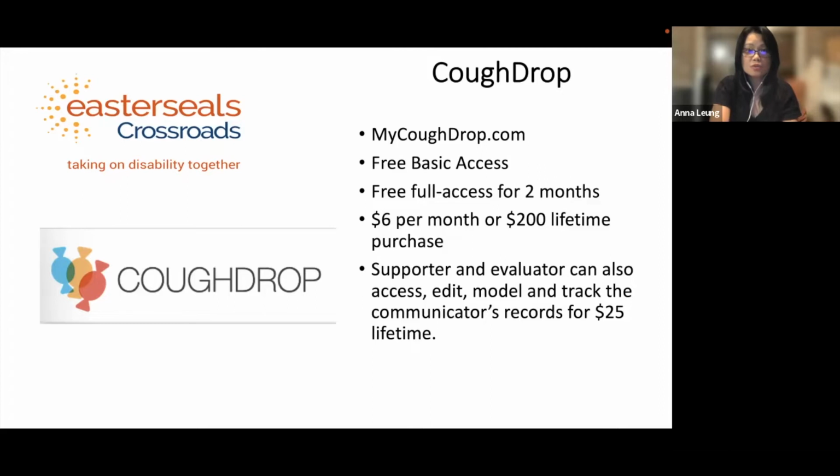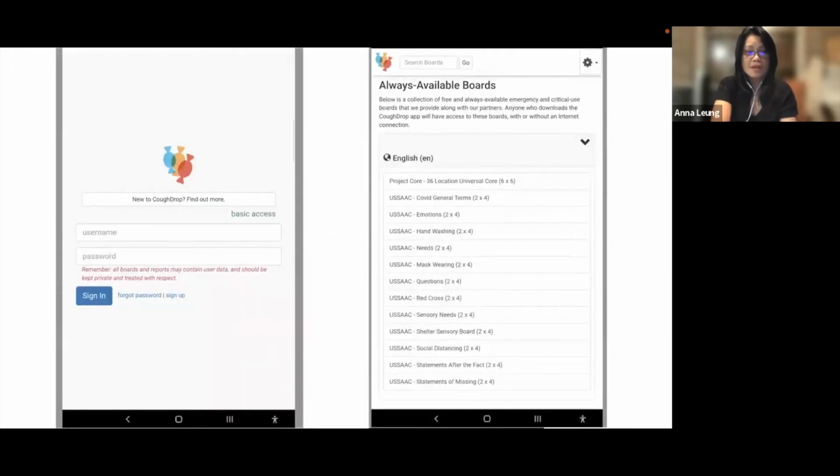So let me show you some screenshots from an Android machine first. On the left side, this is the first screen when you open the CoughDrop app after you download it from the Google Play Store. It will prompt you to put in your username and password, or prompt you to sign up for an account. You don't have to if you just want to try it. Right in the middle, on the right side, you'll find a link called Basic Access.